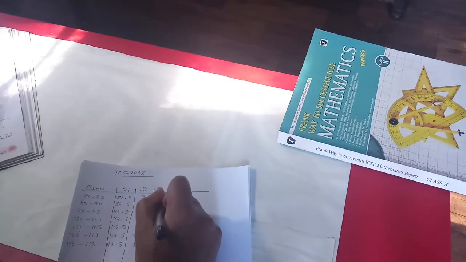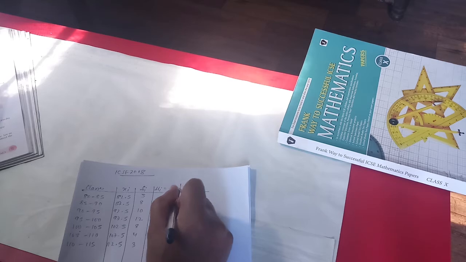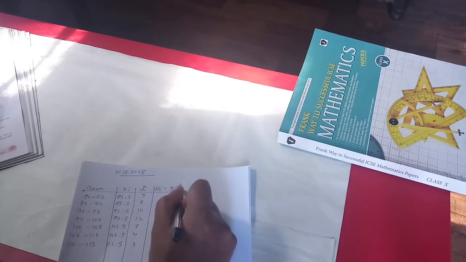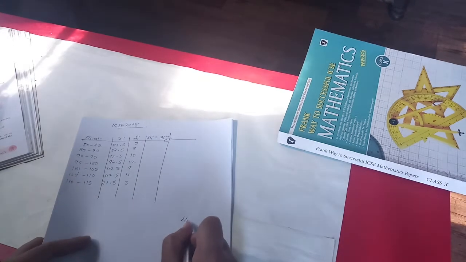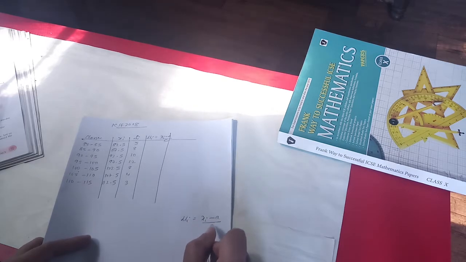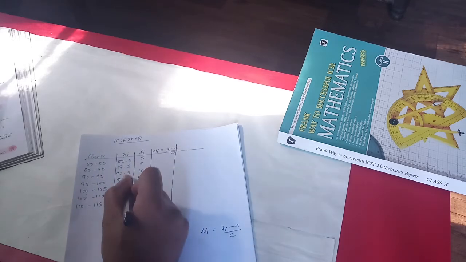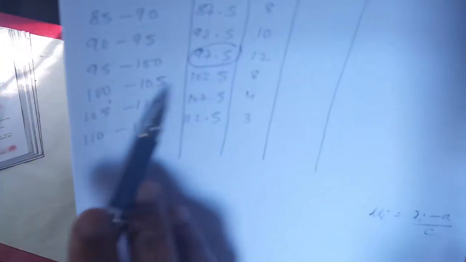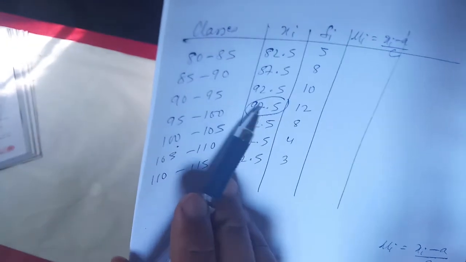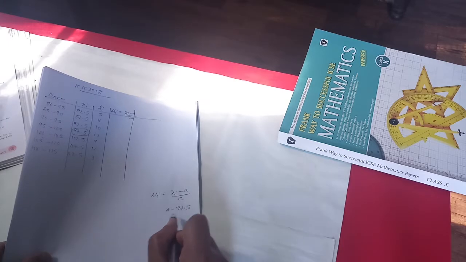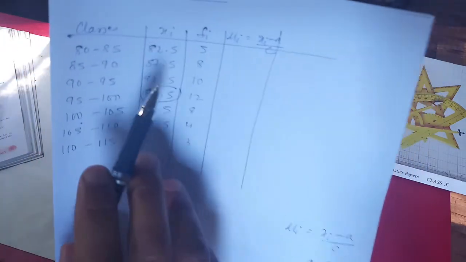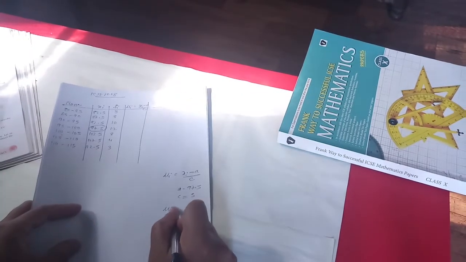So that sequence you have to understand. Now in the third column, what to write? Ui. Good. Ui, the formula is (xi minus a) upon c. You can also write this as d, doesn't matter. So I am writing this again separately. A, you choose any one A from here. So we can choose 97.5, this is exactly in the middle. So A is 97.5. Can you tell the value of C? What is the class size? 5.